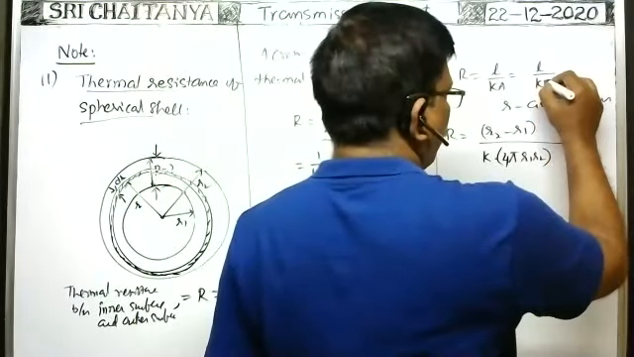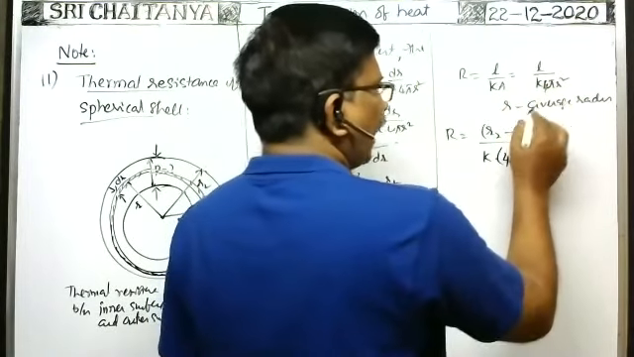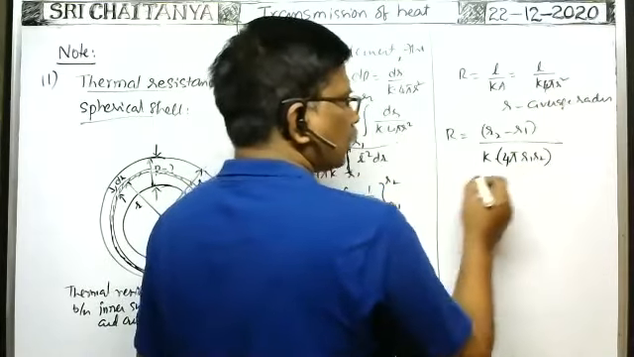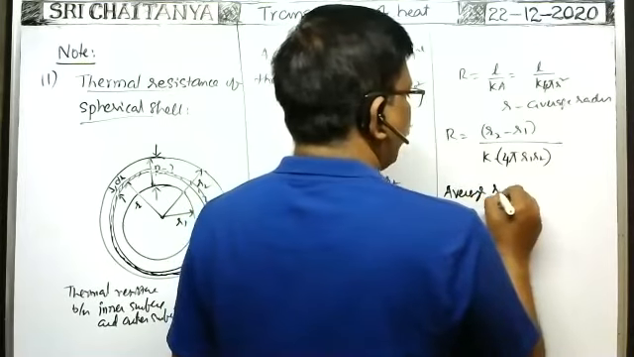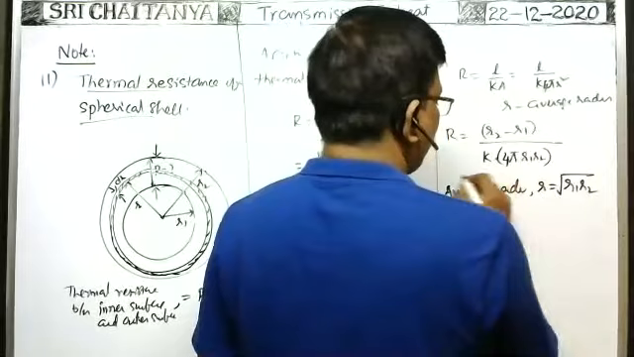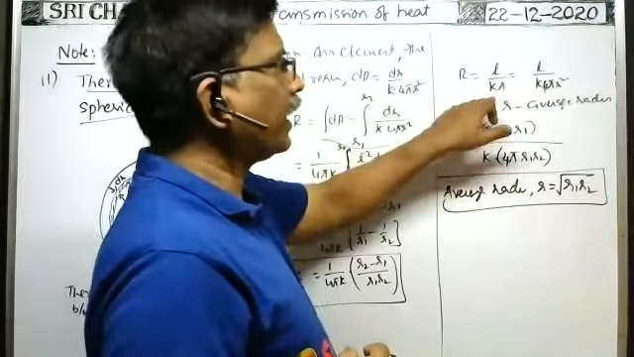So you write 4 pi r square, where r is the average radius. When you compare these two, at the place of r square we are having r1 r2. Therefore, average radius r is equal to root r1 r2. Previously we got the same formula. So if you know this formula, we can directly use it.